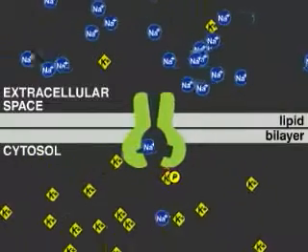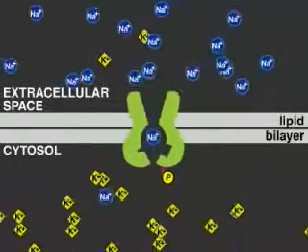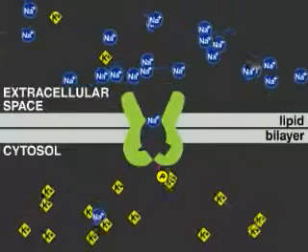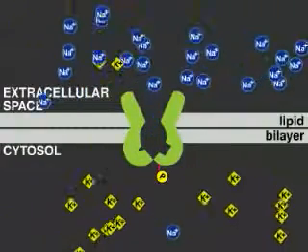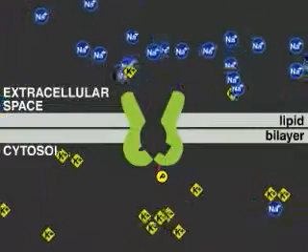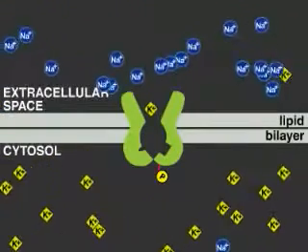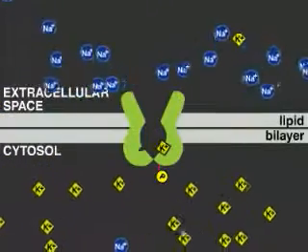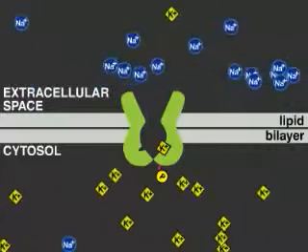Phosphorylation causes a dramatic change in the pump's conformation, so that the sodium ions become exposed and released outside of the cell. This action also exposes binding sites for potassium ions in the pump. Although there are 2 potassium binding sites, for simplicity only one is shown here.